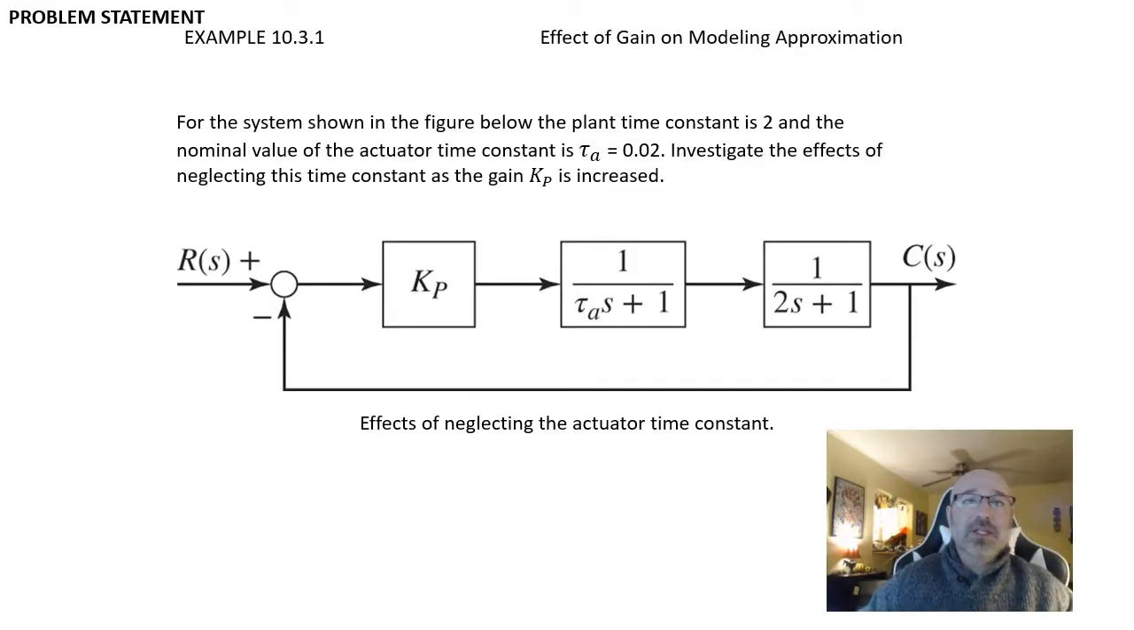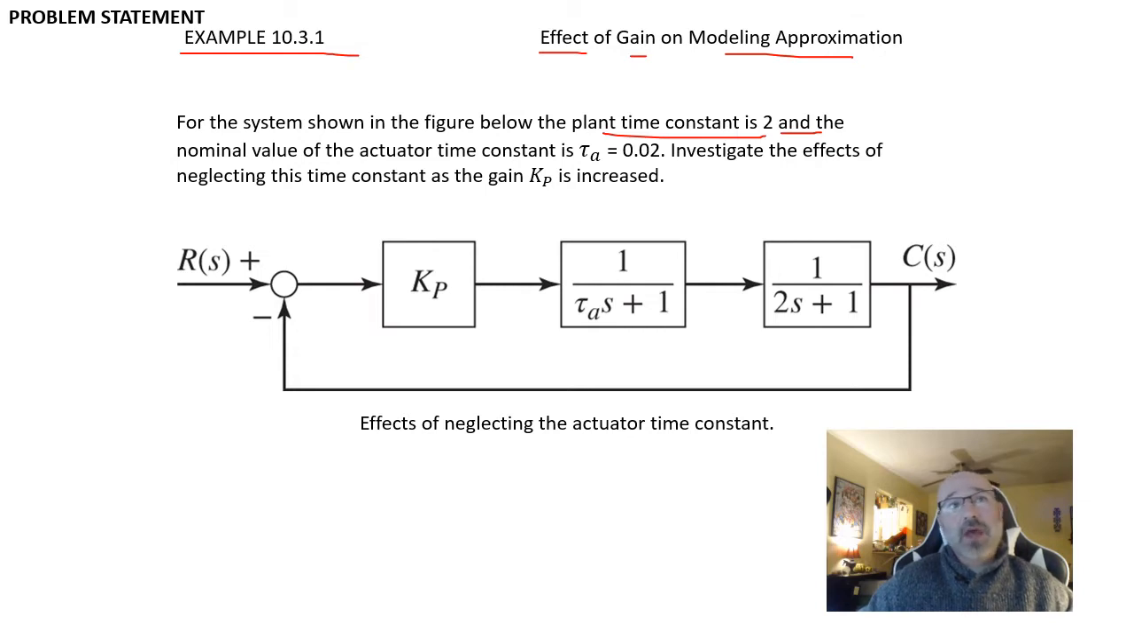So let's take a look at an example problem now from our text. We're going to take a look at example problem 10.3.1. This is going to deal with the effect of gain on modeling approximation. For the system that we see down in the figure below, they tell us that the plant time constant is given to us as 2.